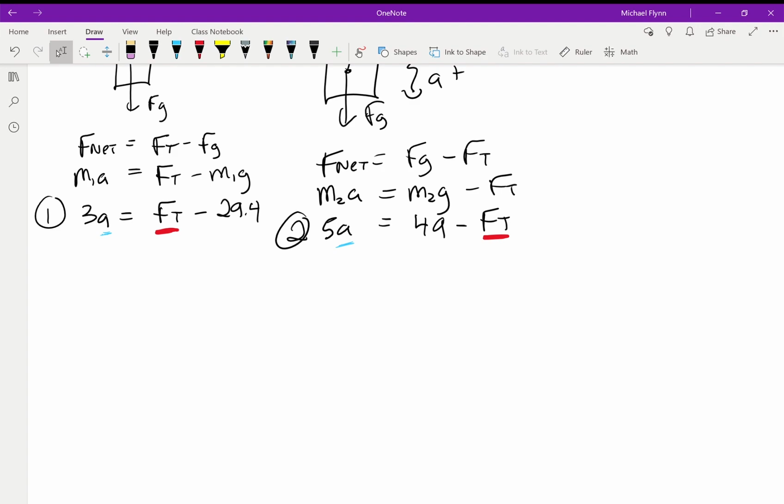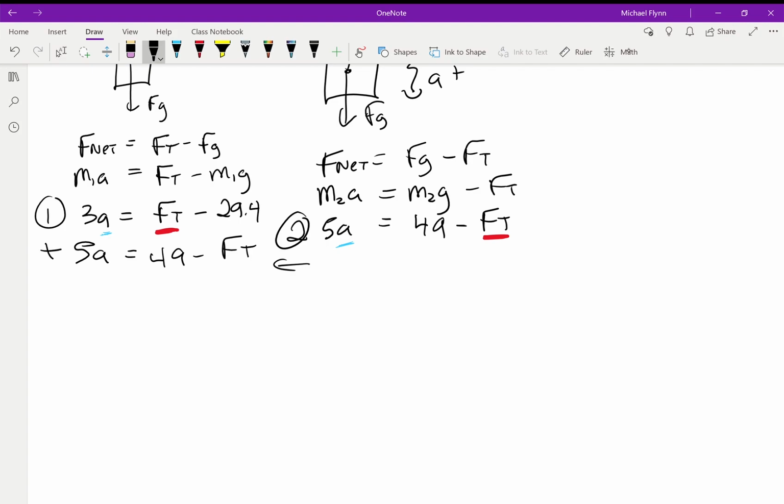You just have to solve it algebraically. You can use substitution, but I like to use elimination. So I'm going to take equation 2, and I'm going to write it over here: 5a equals 49 minus Ft. Now what I've done is I've just written equation number 2 next to equation number 1.